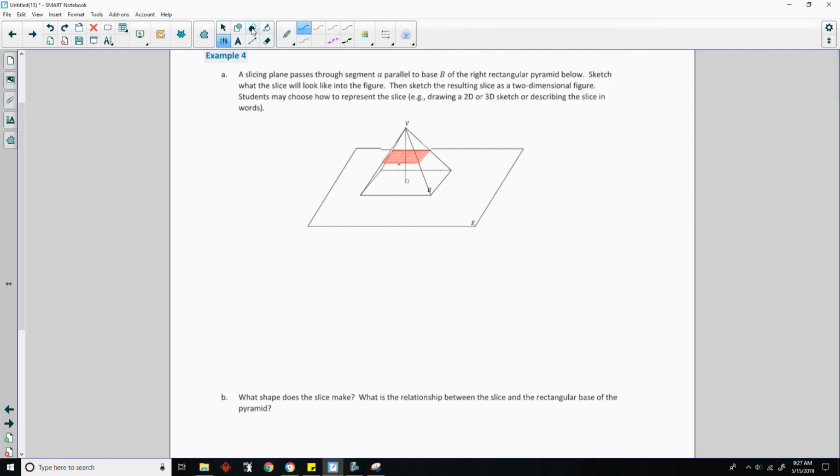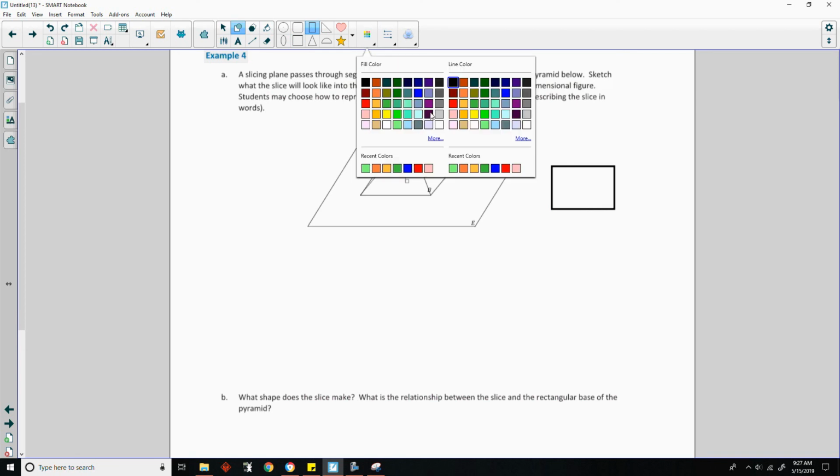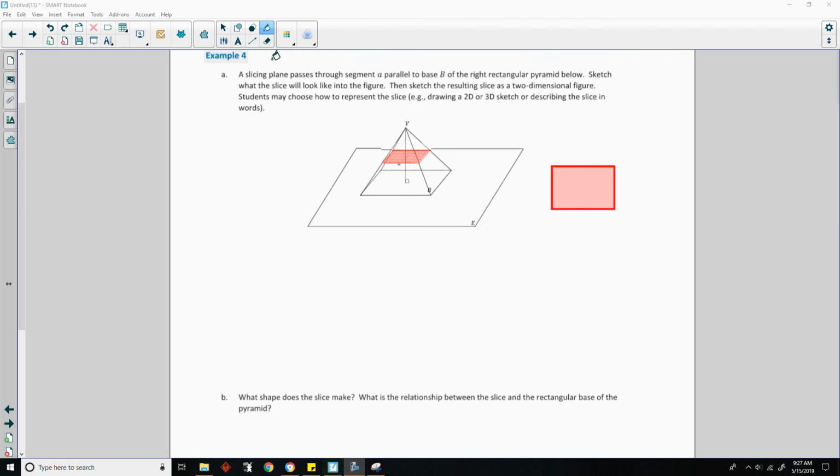And then finally, what would that look like looking straight down on it? Okay, well, it would look like a rectangle. Okay, so there we go. Struggle a little with the stuff, and I didn't need you to see that. So there we go. There's what it would look like looking straight down on it. The slice is a rectangle, and it looks a lot like a rectangular base, but it is smaller in size. So it's similar. It's going to be similar to the base.